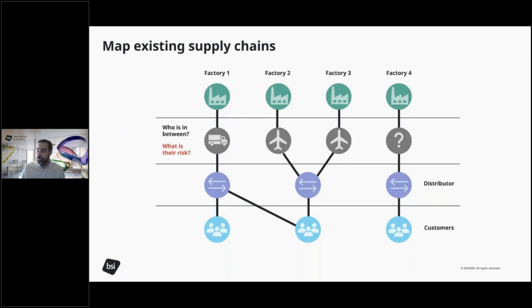The freight is moving for a longer period of time. There's more actors involved in touching and handling that freight, so there's more potential risk in those supply chains. Another thing you'll also want to look out for is concentration in the supply chain.